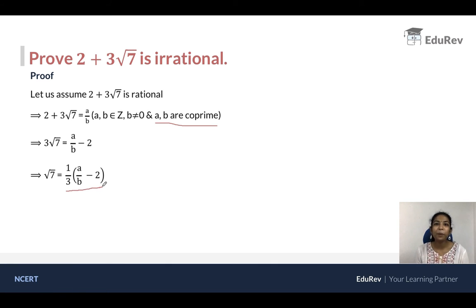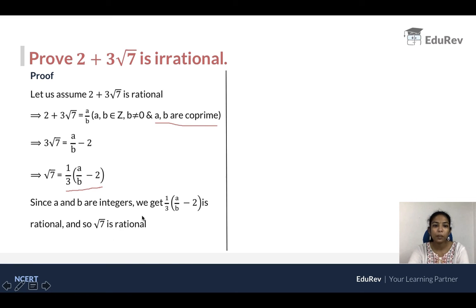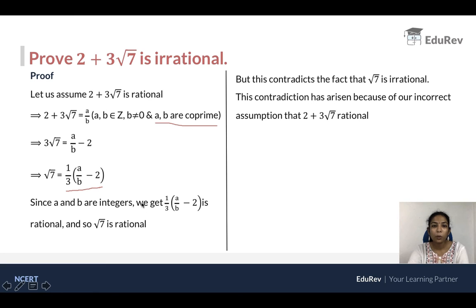But what is the other part? Root 7. Is that a rational number? No, it is an irrational number. Right? Just now we were able to prove root 7 is irrational. So can a rational number at any time be equal to an irrational number? No. Why is this happening? Only because the assumption that we have taken was wrong, that 2 plus 3 root 7 is rational. So what can I come to the conclusion? 2 plus 3 root 7 is irrational. It's not rational.